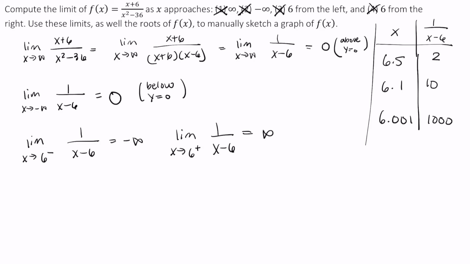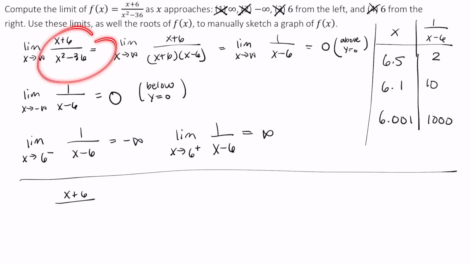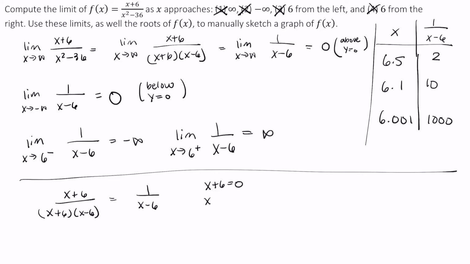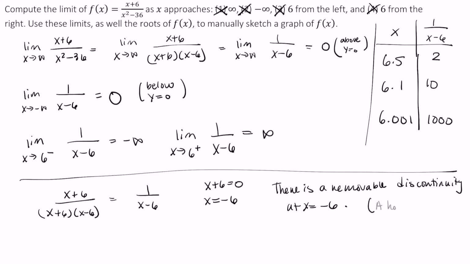So now let's consider the removable discontinuity. As you recall, one of the first steps I did in this first limit was to rewrite the denominator as x plus 6, x minus 6. This left us with 1 over x minus 6. And that tells me that for x plus 6, when this equals 0, we know x equals negative 6. So we have a removable discontinuity at x equals negative 6. In other words, there is a hole in the graph.